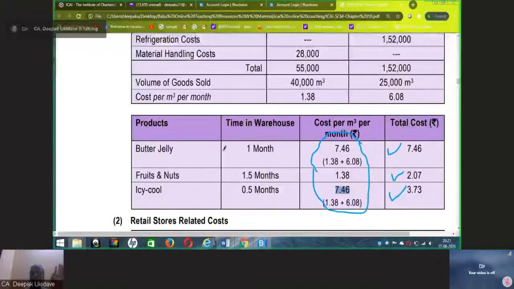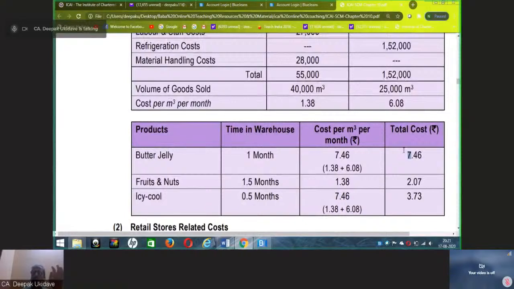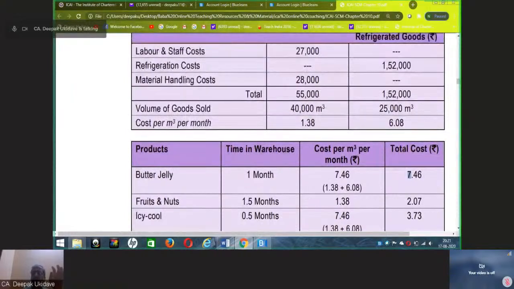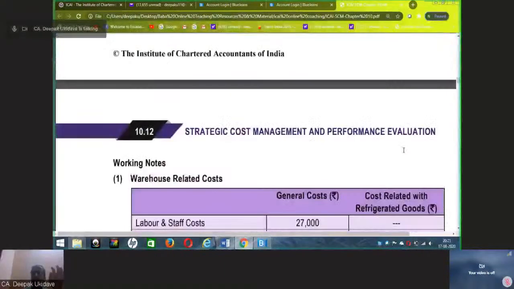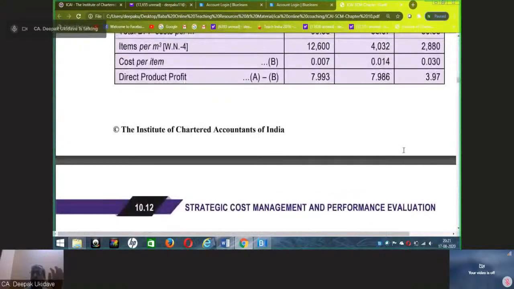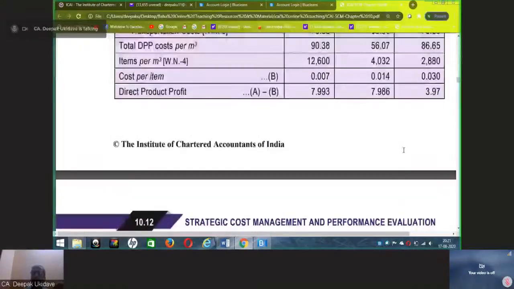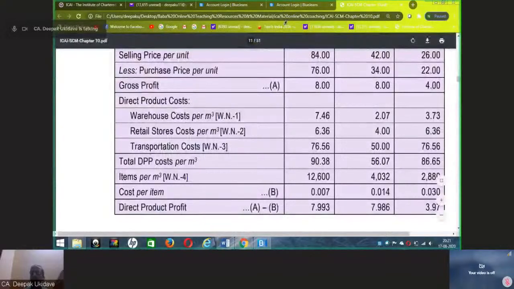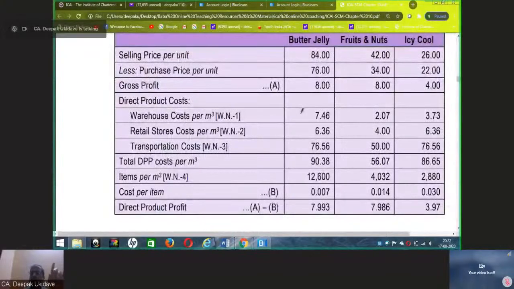So I once again go back to my original table from working note 1. Remember these figures 7.46, 2.07 and 3.73. So we will go back to the main table and see the figures are captured over here. Warehouse cost is 7.46, 2.07 and 3.73. This is the warehouse cost, and reference given is working note 1. So in traditional costing, we ended our calculations at this stage, 8, 8 and 4, finish.